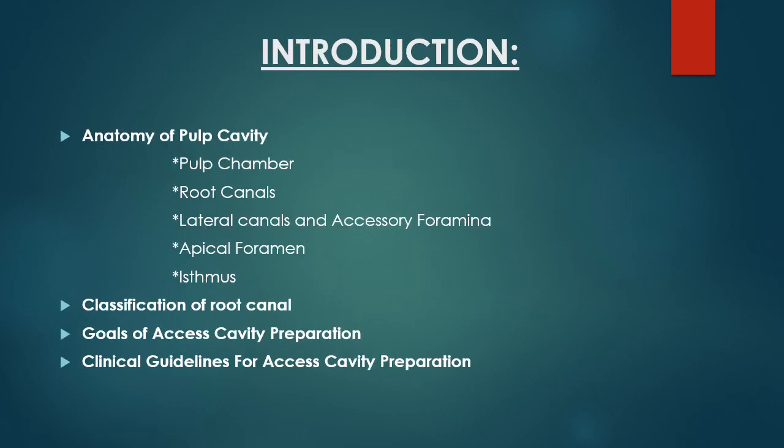Coming to the introduction, on the anatomy of the pulp cavity, we are going to deal with the pulp chamber, root canals, lateral canals and accessory foramina, apical foramina, isthmus, and then the classification of the root canals which was given by different scientists, the goals of the access cavity preparation, then what are the clinical guidelines which we have to follow for the access cavity preparation.